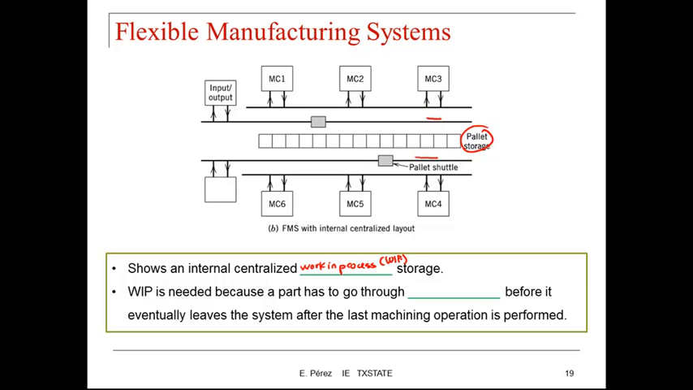WIP. So working process means that you are working on that part, but you are not done. So once if this part is still in the manufacturing area, then you need to count it as a working process. Once the part is completed, then you know it's out of the system. So that will become a completed product. So working process is needed because a part has to go through several machines before it eventually leaves the system after the last machine operation is performed.